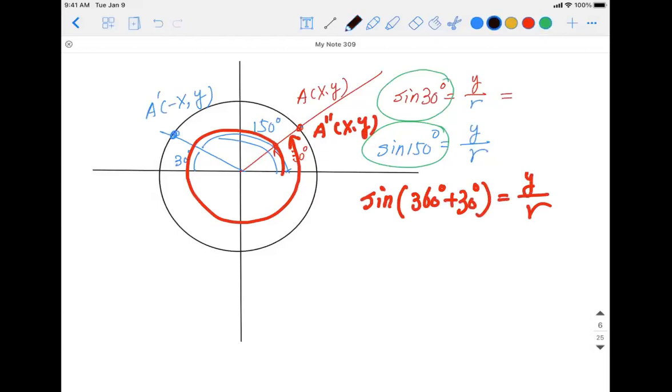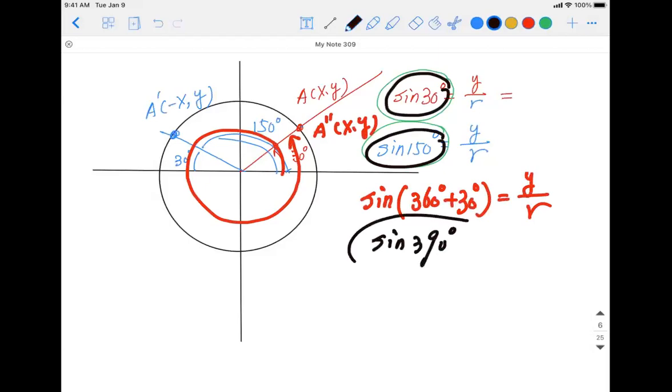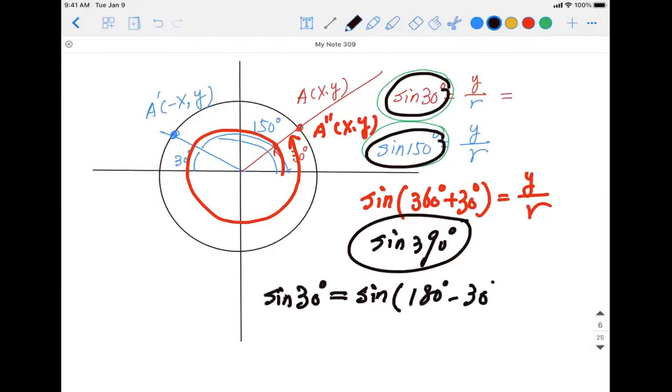It looks like sine 30 degrees, sine 150 degrees, sine 390 degrees, they basically have the same sinusoidal value, right? We just use sine as an example. Cosine, tangent, everything is different, but let's just use the sine. So that really gives me the feeling, you see, sine 30 degrees equals sine 150 degrees, I can write as 180 degrees minus 30 degrees, right?